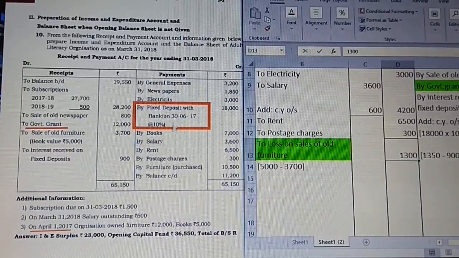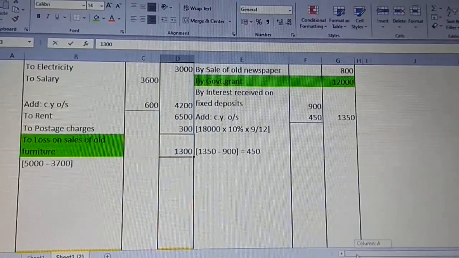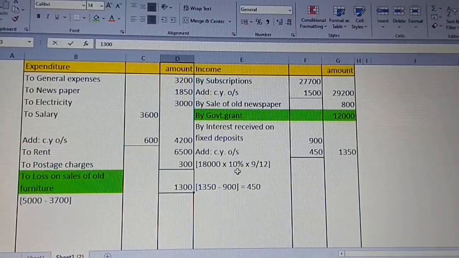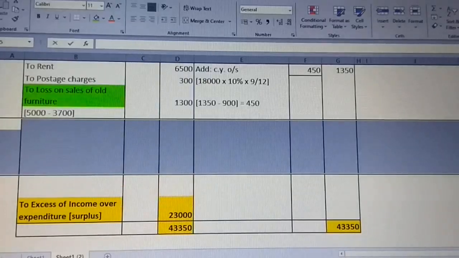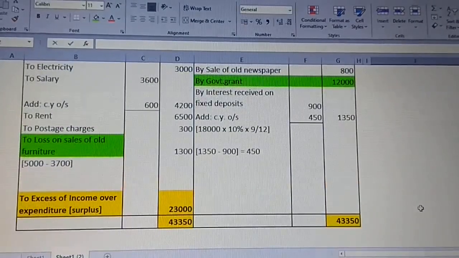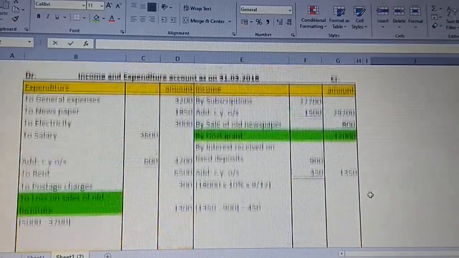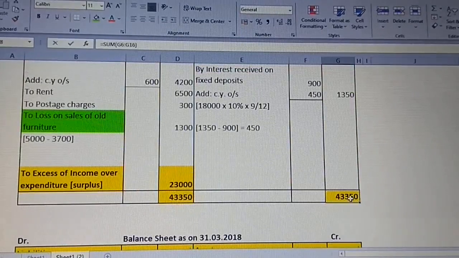We have completed the income and expenditure account. Very simple, because we have done so many sums related to the same income and expenditure. I guess the people are thorough with this. So we are going to find out now what is going to be the value, whether it is a surplus or a deficit, because as per the calculation, credit side value is greater, 43,350. The same is taken up.